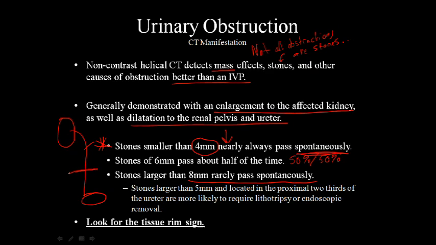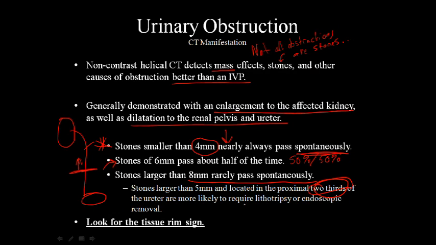So if you have a stone that is in this area or above, and it's 5 millimeters or above, typically you're going to have lithotripsy or endoscopic removal to get it out. Because we go back to this, where stones greater than 6 millimeters pass about half the time, probably guaranteed that 50% that does pass, it's in the bottom 1/3 of the ureter. And so that's something to keep in mind, this 2/3 rule. So keep that in mind.